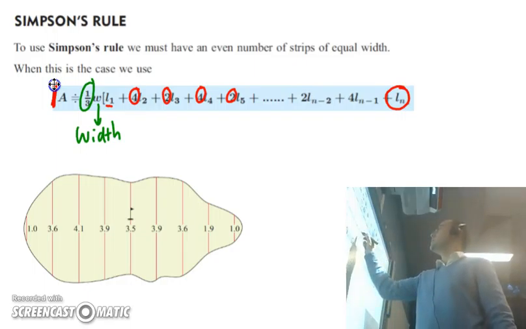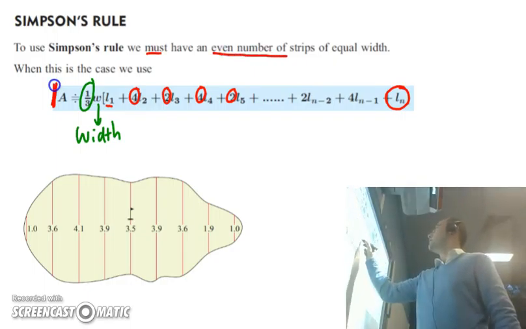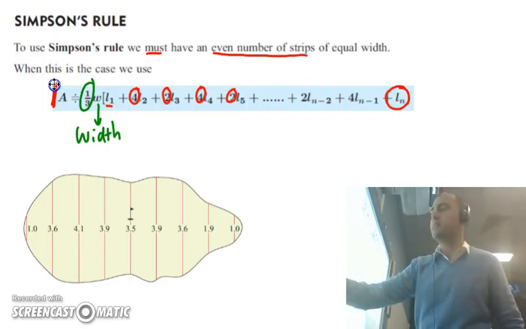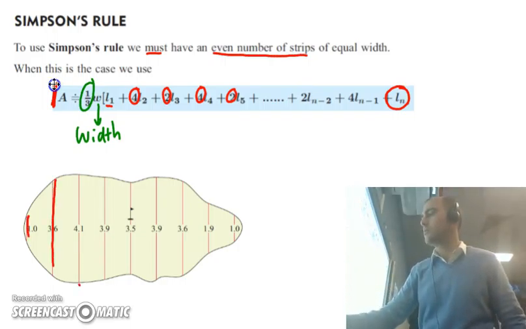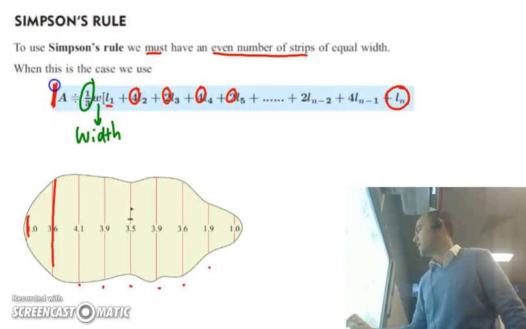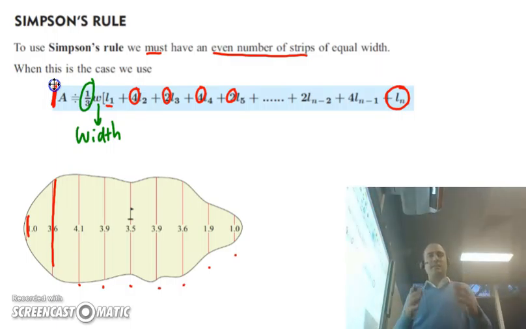You'll see that it says we must have an even number of strips. So we must have an even number, not 1, 2, 3, 4, 5, 6, 7, 8, 9. It doesn't always have to be that way. It's more accurate if we do have an even number, but it still can be used if there's an odd number. So let's have a go at one.